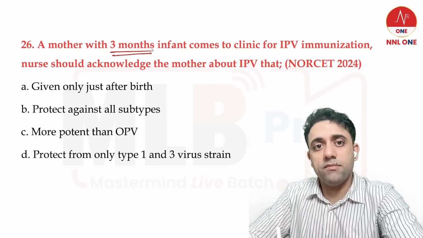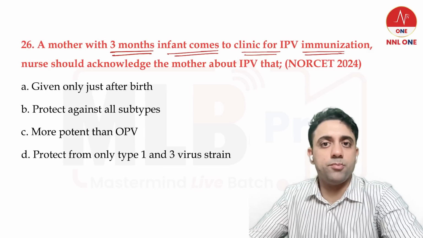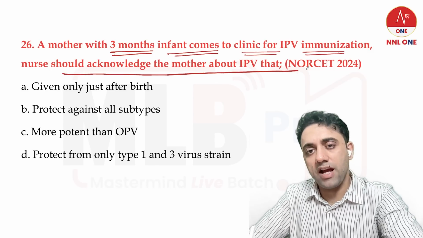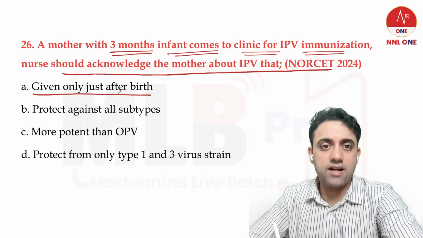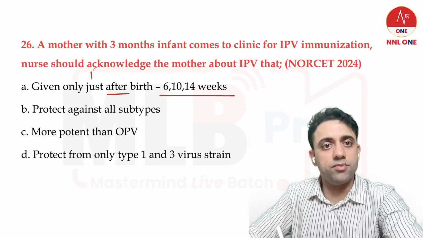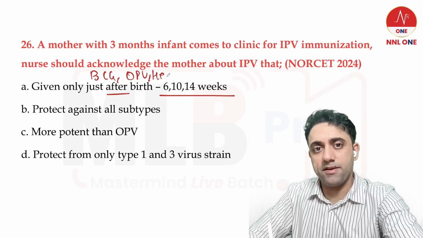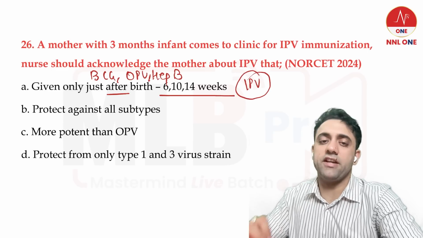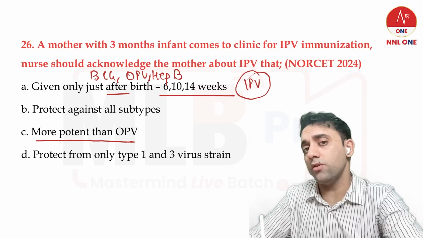A mother with a 3-month infant comes to the clinic for IPV, inactivated polio vaccination. The nurse should tell the mother that it is given only at birth. That is a wrong answer because IPV is given at 6, 10 and 14 weeks. Just after birth we give BCG, OPV and hepatitis B. BCG, OPV and hepatitis B are given just after birth, and IPV is given at 6 weeks, 10 weeks, 14 weeks.